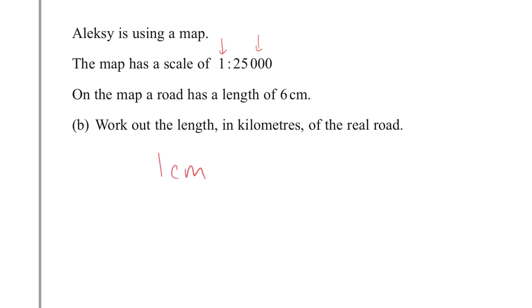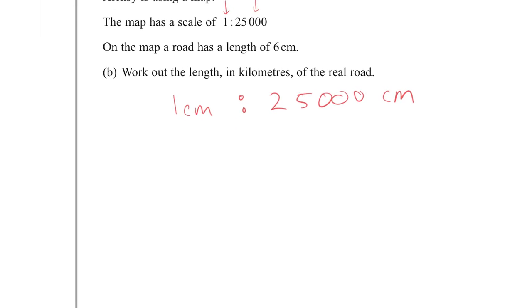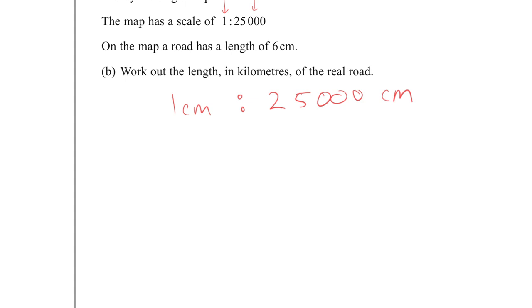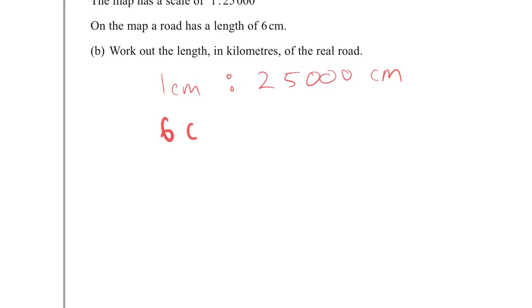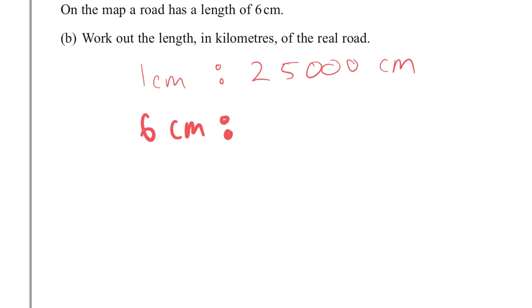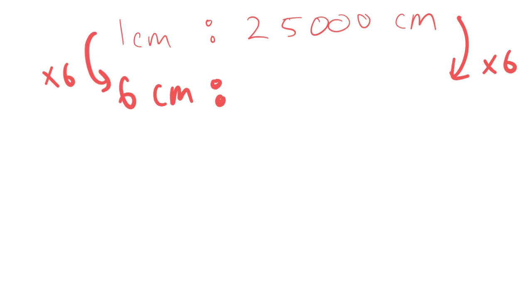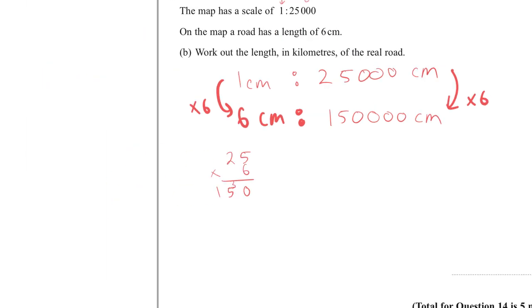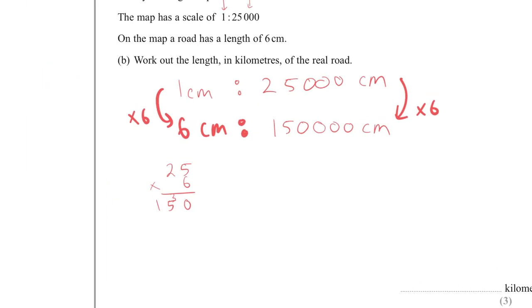So 1 centimetre to 25,000 centimetres in real life. If you imagine, something in real life can be a lot bigger than it is on a drawing or on a map. But we've got 6 centimetres, so we need to multiply by 6. To make life easier, I'm going to do 25 times 6, and then I'll pop the zeros back on afterwards. So 5 times 6 is 30. 6 times 2 is 12, plus the 3 is 15, so 150 plus the 3 zeros. So that's 150,000 centimetres.